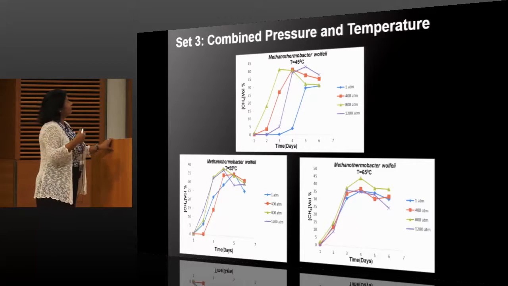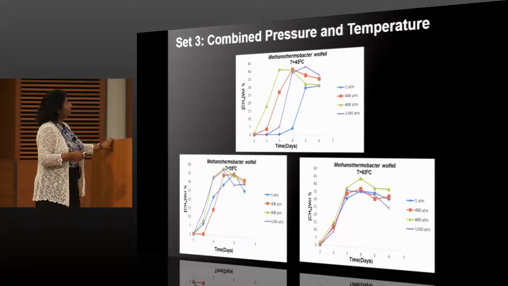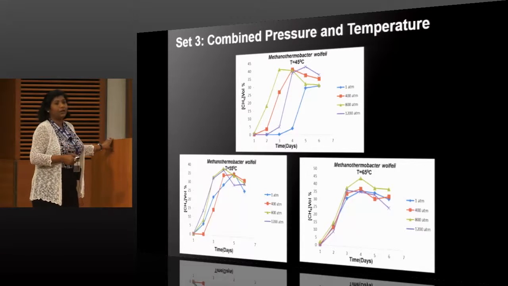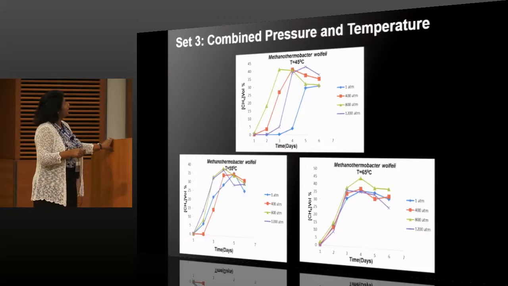This is the graph of the combined pressure and temperature experiment. The top graph represents when they were at 45 degrees centigrade at different pressures, and the left side of the graph represents when they were at 55 degrees centigrade at different pressures, and this graph represents when they were at 65 degrees centigrade at different pressures.